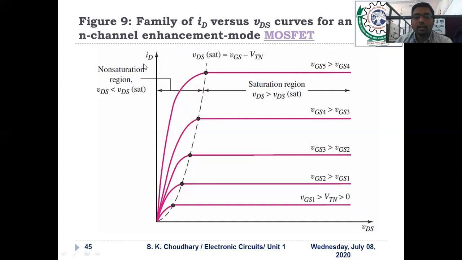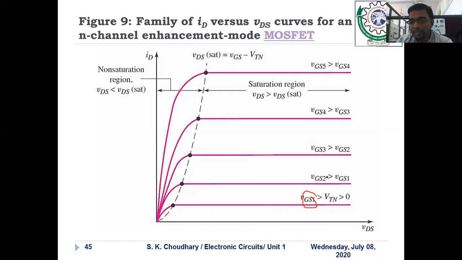So here the current is the ID and the voltage is the VDS. This is the output voltage and this is the output current actually. Now if you look here, different values of VGS are used. First is VGS1. For VGS1, this is the curve. This is the relationship between ID versus VDS.